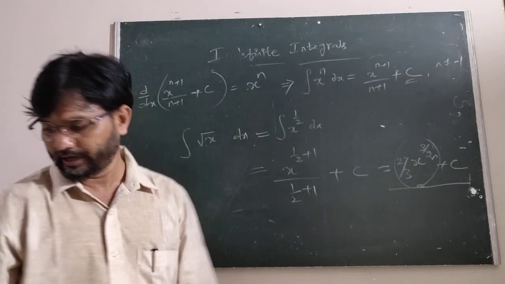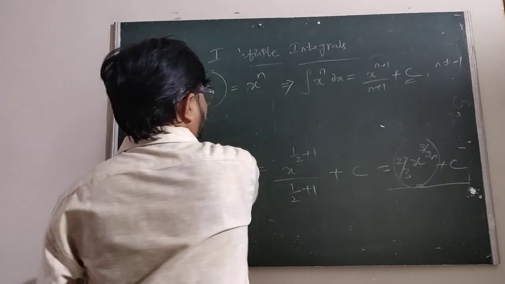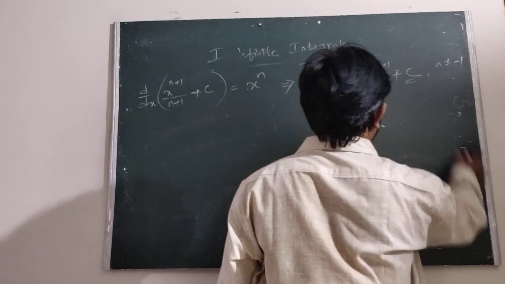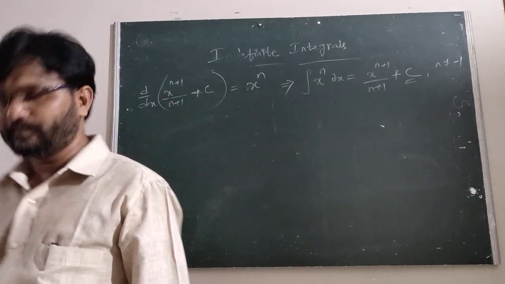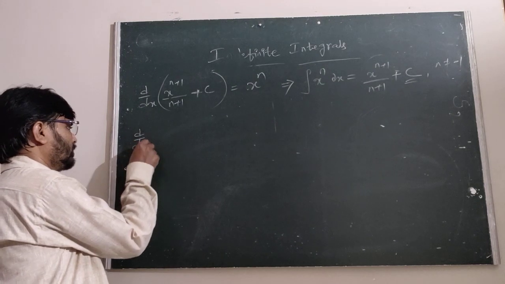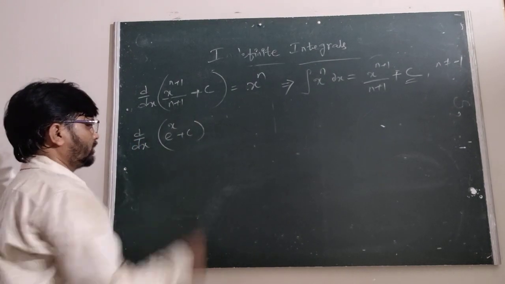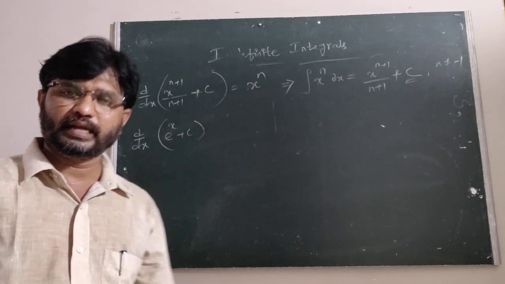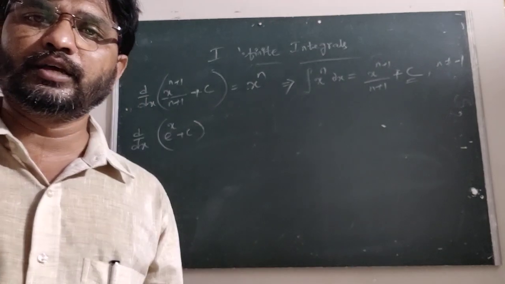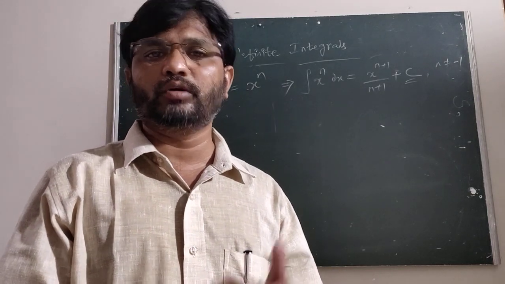So now we are going to another formula. The integral of x power n is x power n plus 1 by n plus 1. Now the d by dx of e power x plus c. We know the derivative of e power x. Now we are going to the same. The integral of e power x is also e power x.